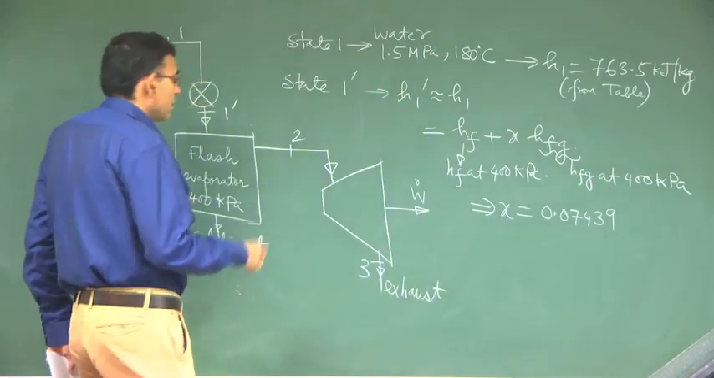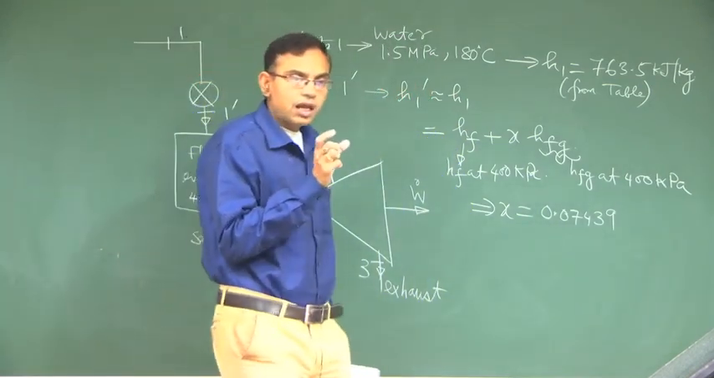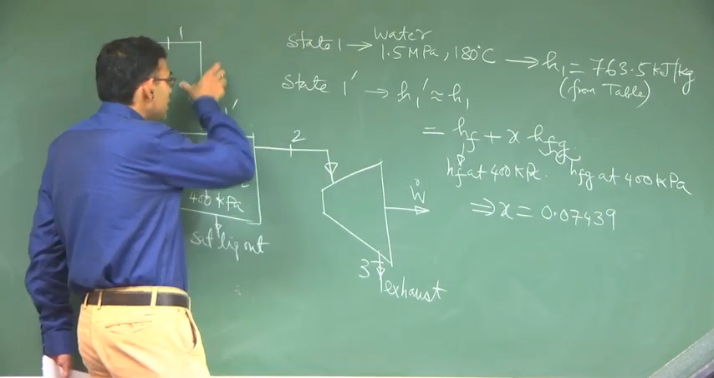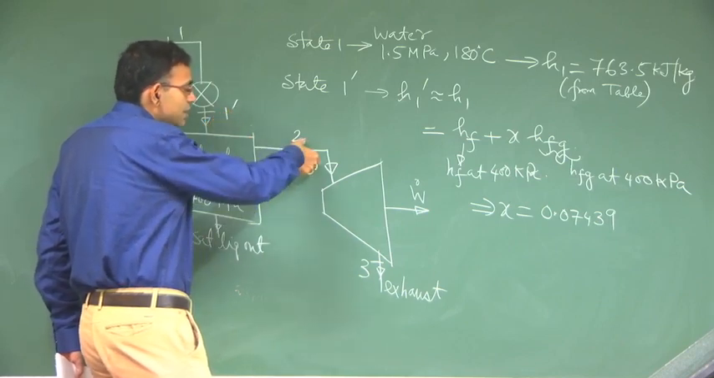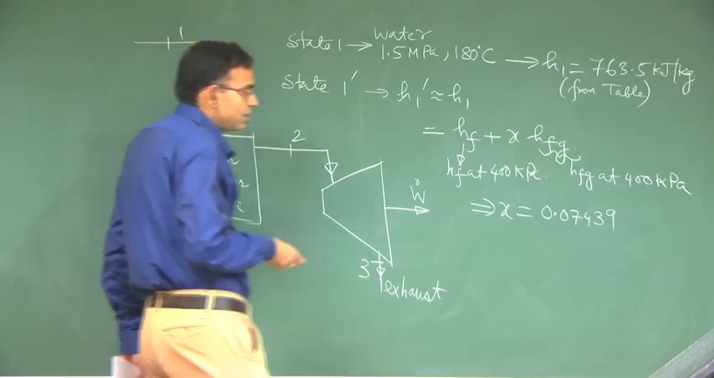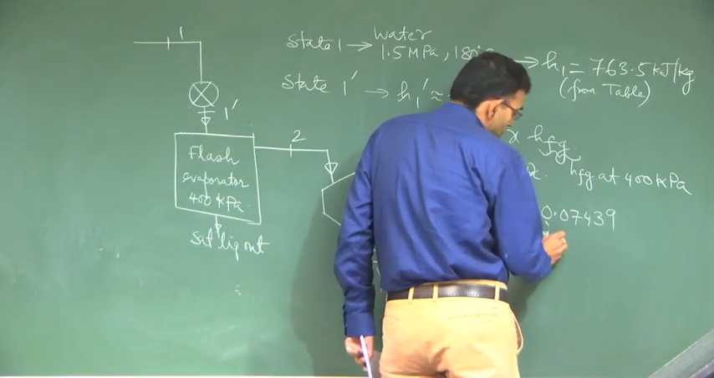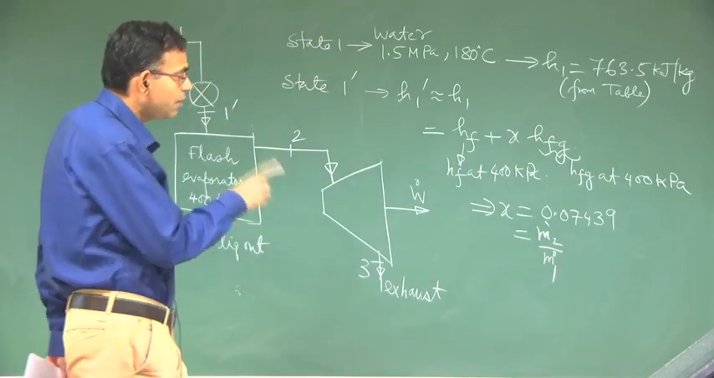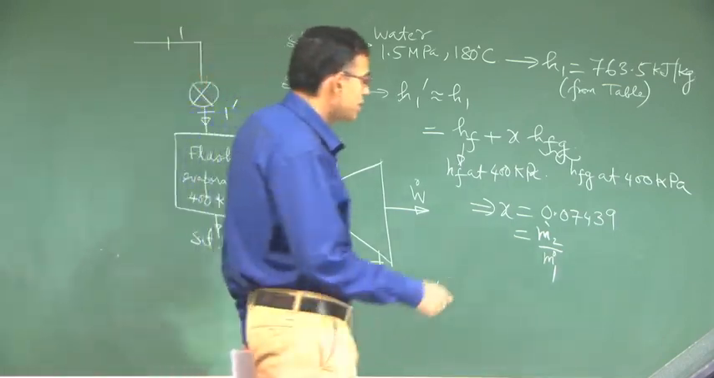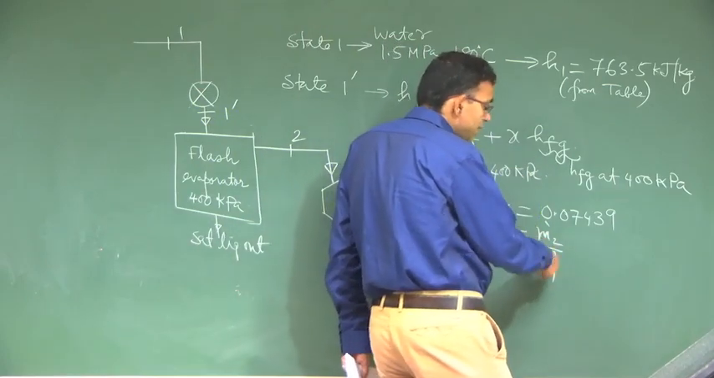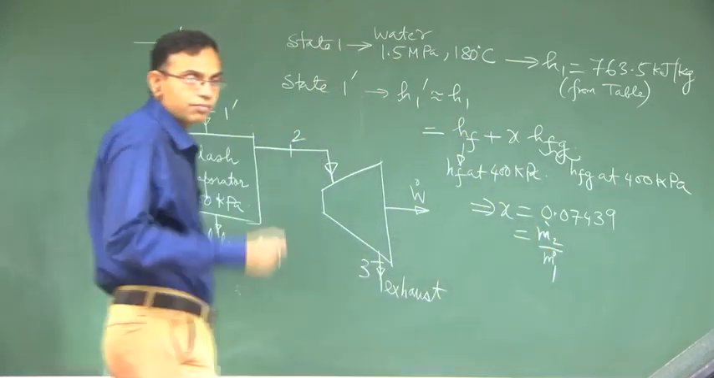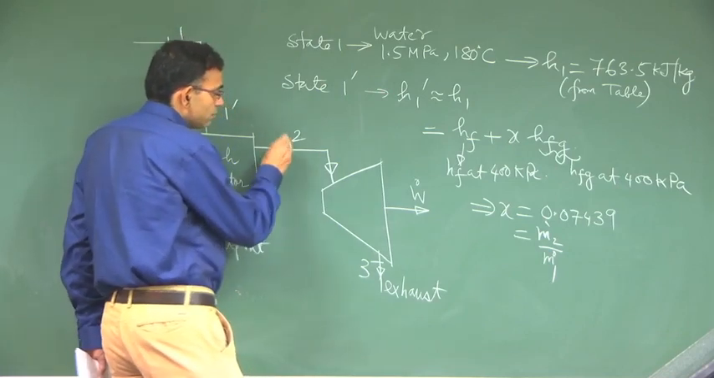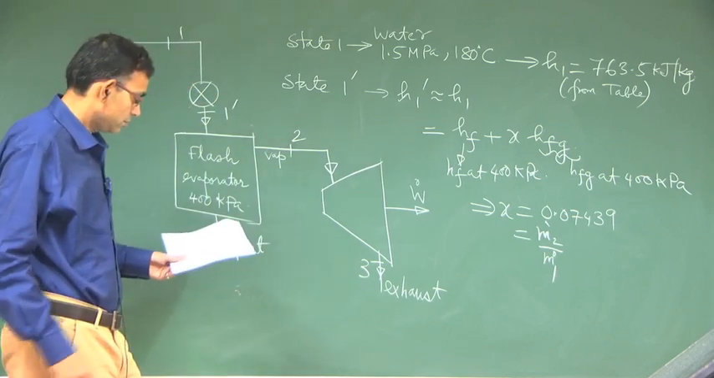See, what is the definition of quality? It is the mass of vapor by total mass, and out of this, steam vapor mass is coming out here and liquid mass is coming out here. So, this is nothing but m dot 2 by m dot 1. Okay. This is a very important step. It is not just a formula, but you have to understand the physical meaning of the definition of quality, mass of vapor by total mass, and here only the vapor is coming out.